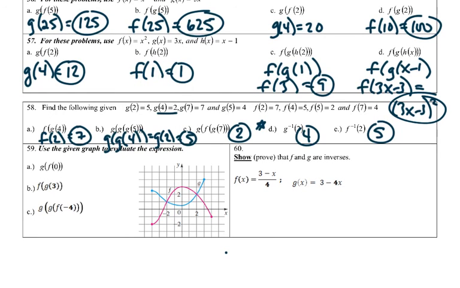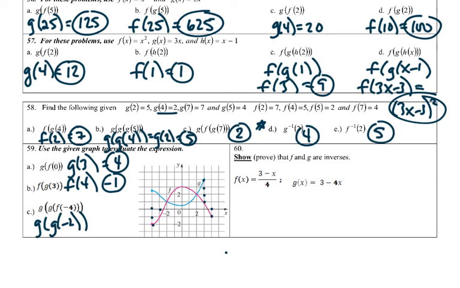G of f of 0, let's see, f looks like the pink one, so f of 0 looks like 3, and g of 3 looks like 1, 2, 3, 4. F of g of 3, well, we just said g of 3 was 4, so f of 4 looks like negative 1. F of negative 4, f is the pink, so that looks like negative 2. If I put in negative 2 to the g, that's going to be 1. And then g of 1 looks like 1.